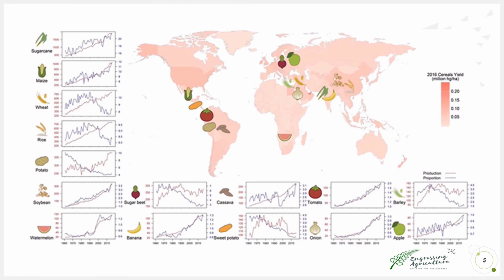As you can see here, there are different origins of different crops. Banana in India, maize in Mexico, and tomato in South America. So there are different origins of different crops.